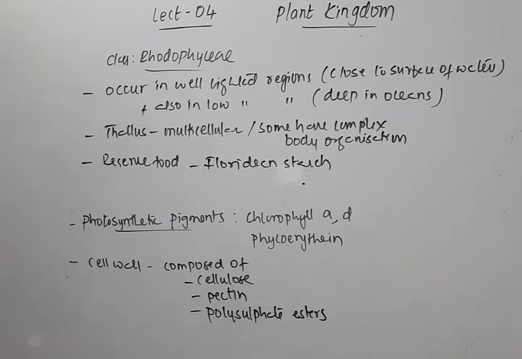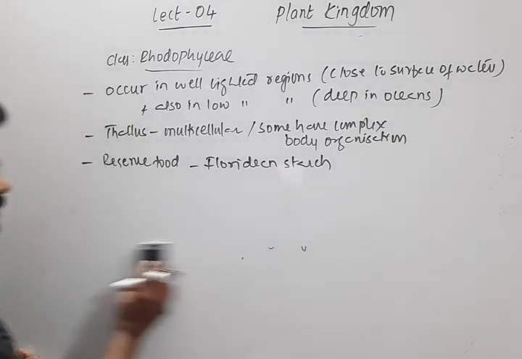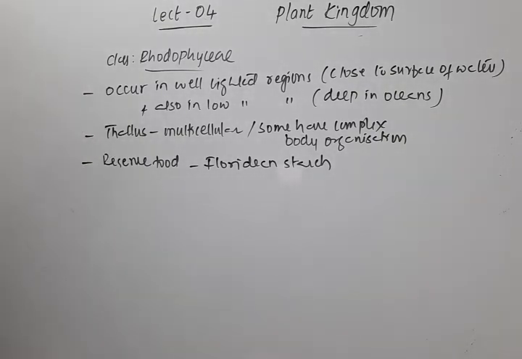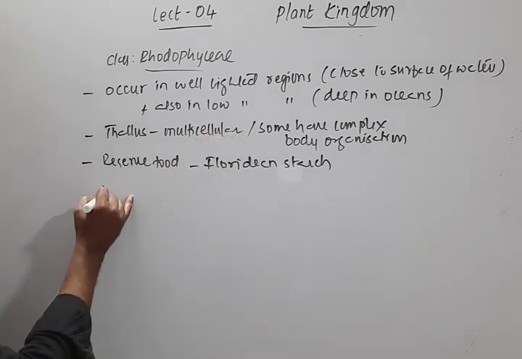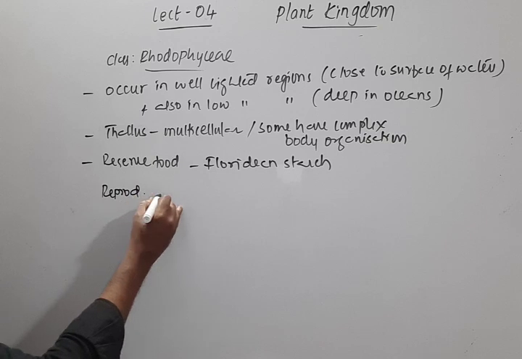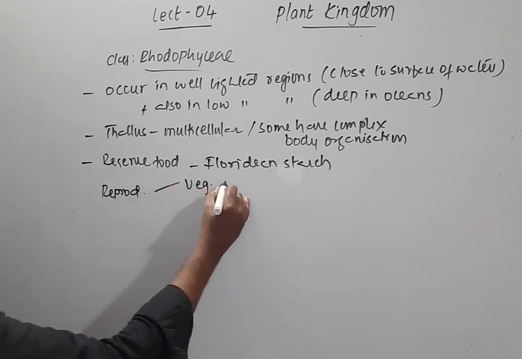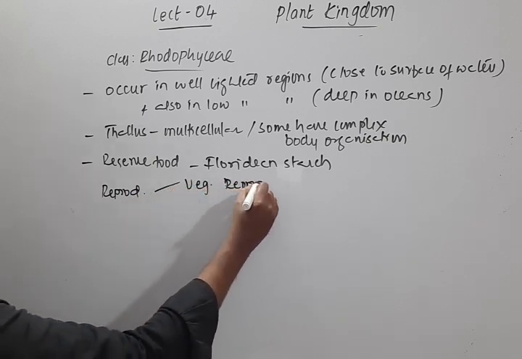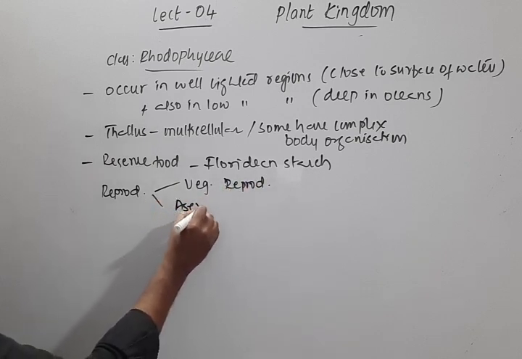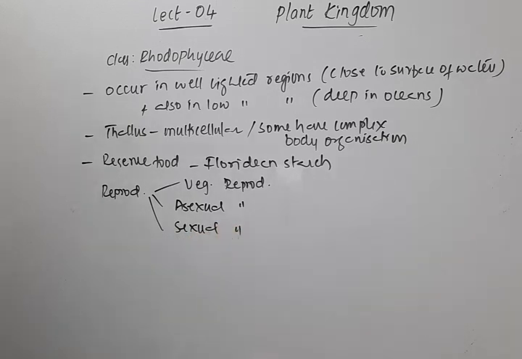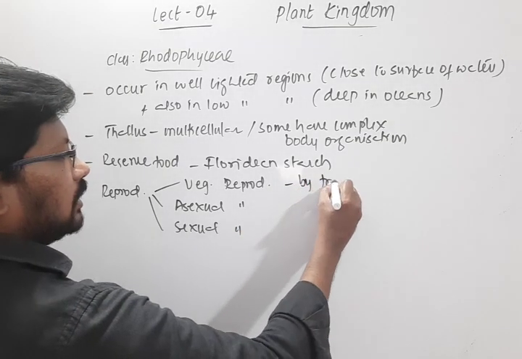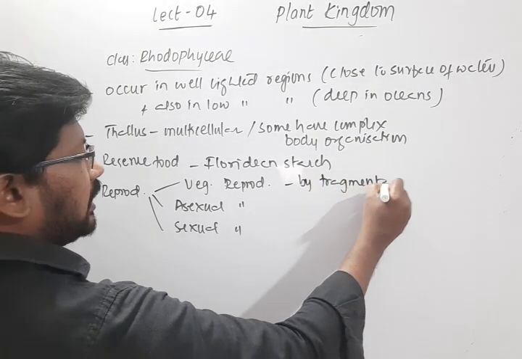Then coming to the mode of reproduction, here also we see the same modes. All three modes of reproduction are present: vegetative reproduction, asexual reproduction, and also a sexual mode of reproduction. Coming to the vegetative mode of reproduction, as usual, it is by the process of fragmentation.